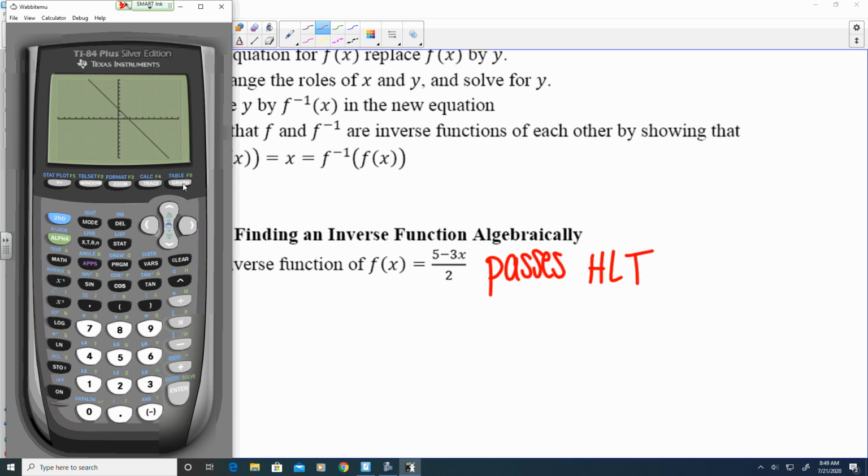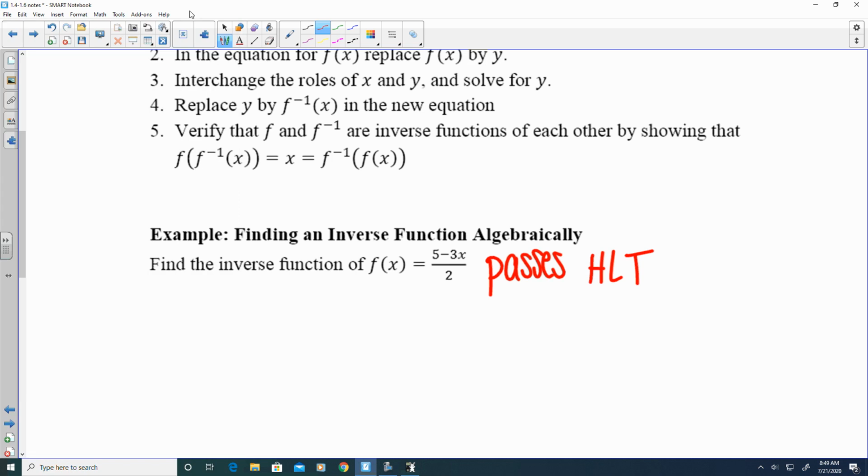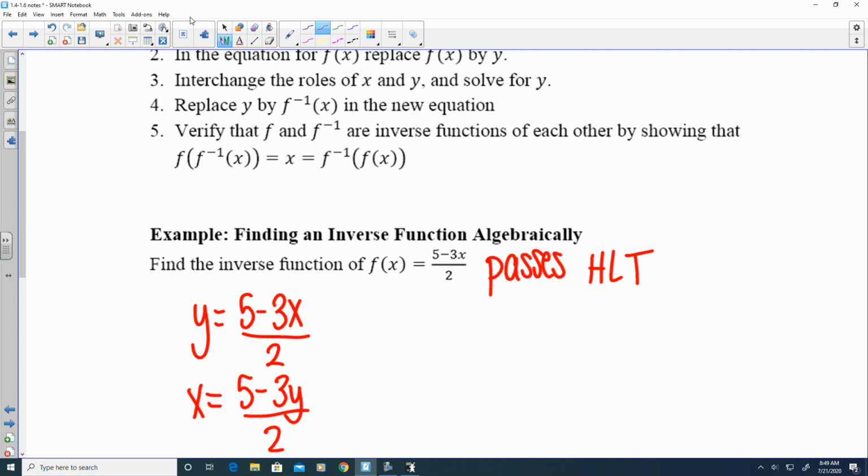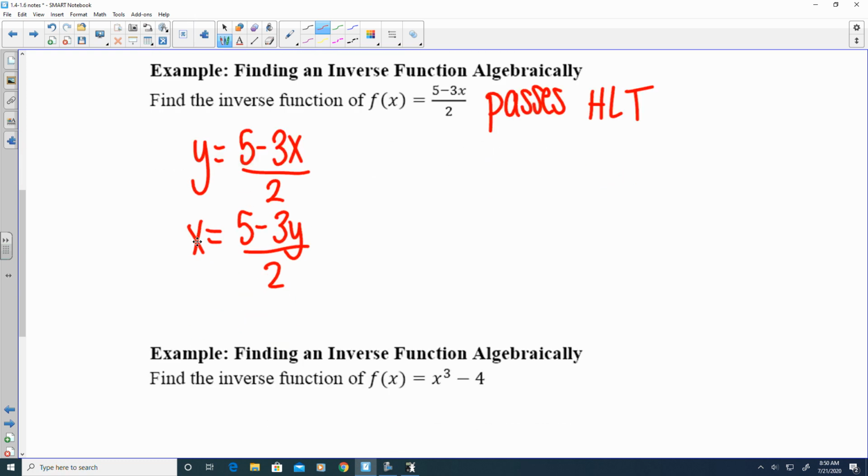So our first steps then are going to be to substitute y in for f of x and switch the variables and solve it for y. So the first thing I'm going to do is get that 2 off the bottom by multiplying both sides by 2. Subtract the 5 and divide by negative 3.